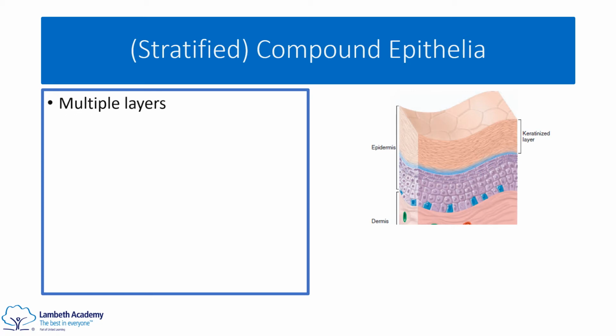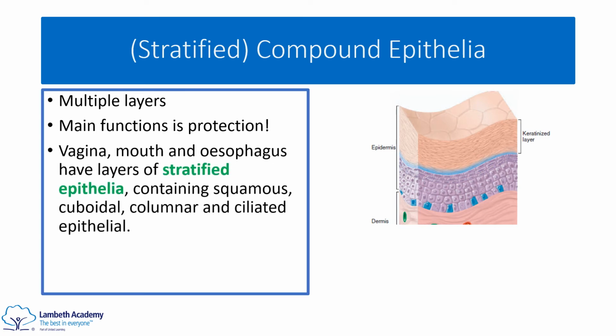So the main characteristic is that there are multiple layers of cells. We know this already. The purpose of this is for protection, which is why we will commonly find it or talk about it in terms of your epidermis, which is your outer layer of your skin. That layer is there for protection. You can find your compound epithelia in your vagina, in the mouth, the esophagus, and it's because there are lots and lots of layers. The layers of the tissue are created through squamous cells, cuboidal, columnar and ciliated epithelial cells.